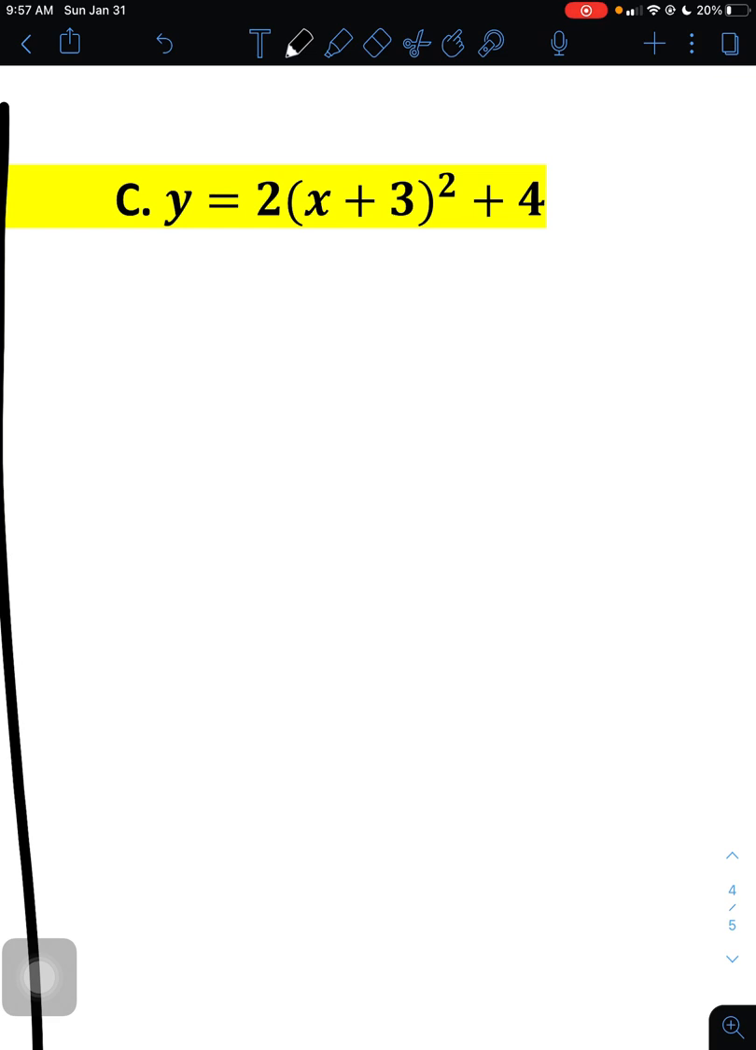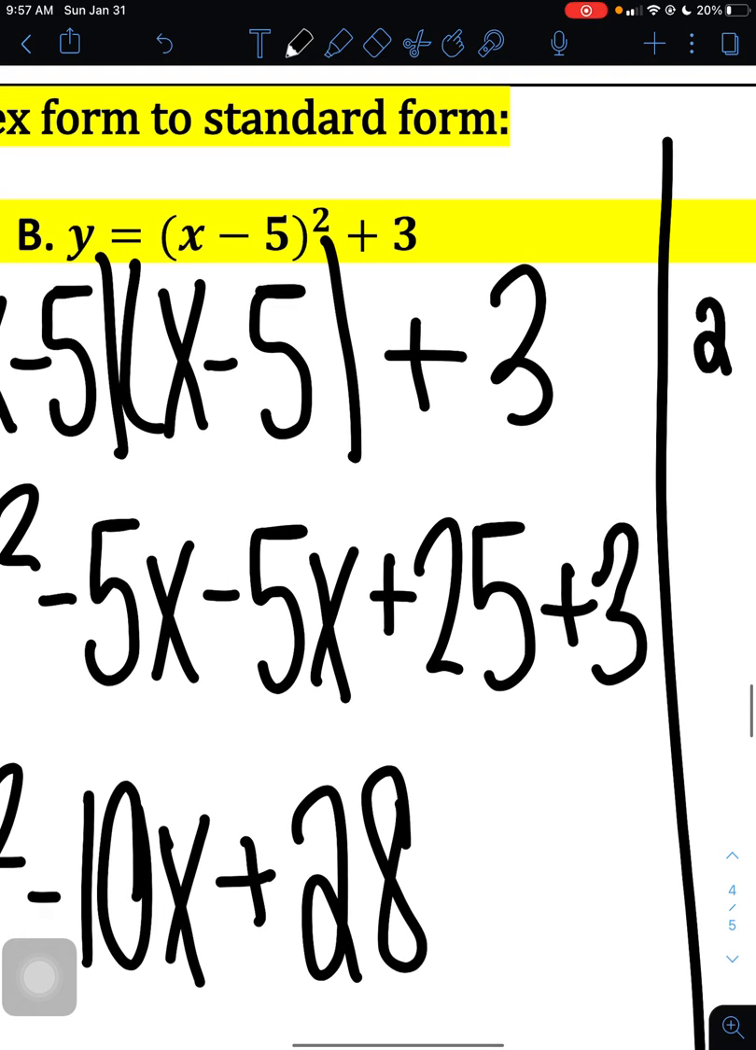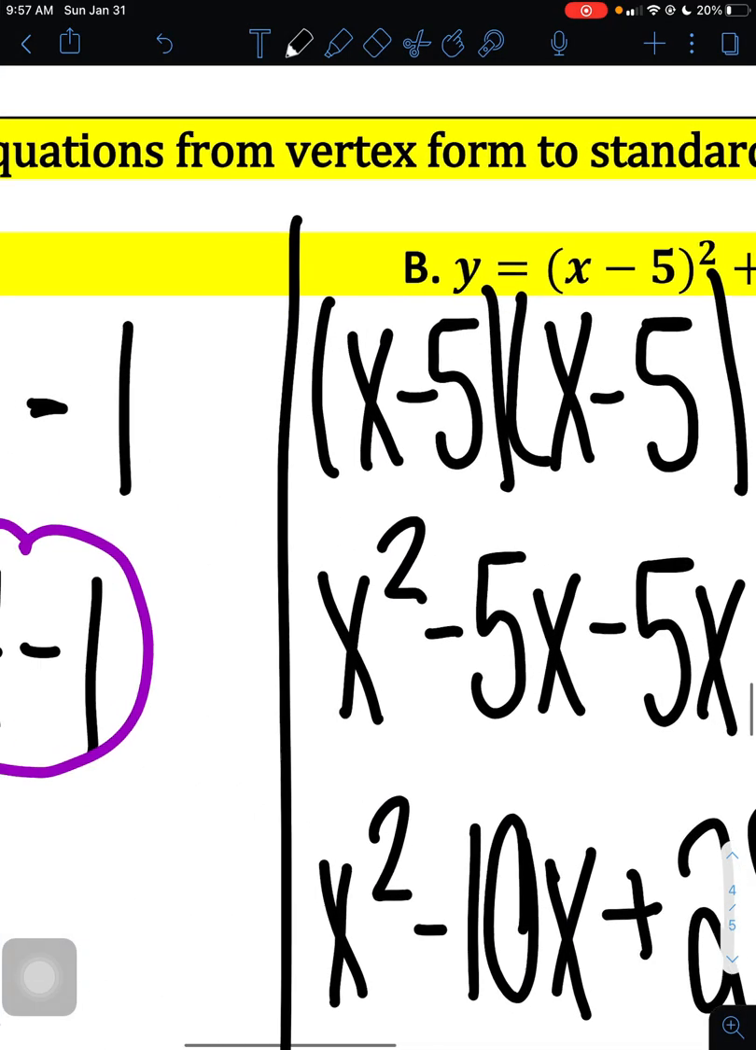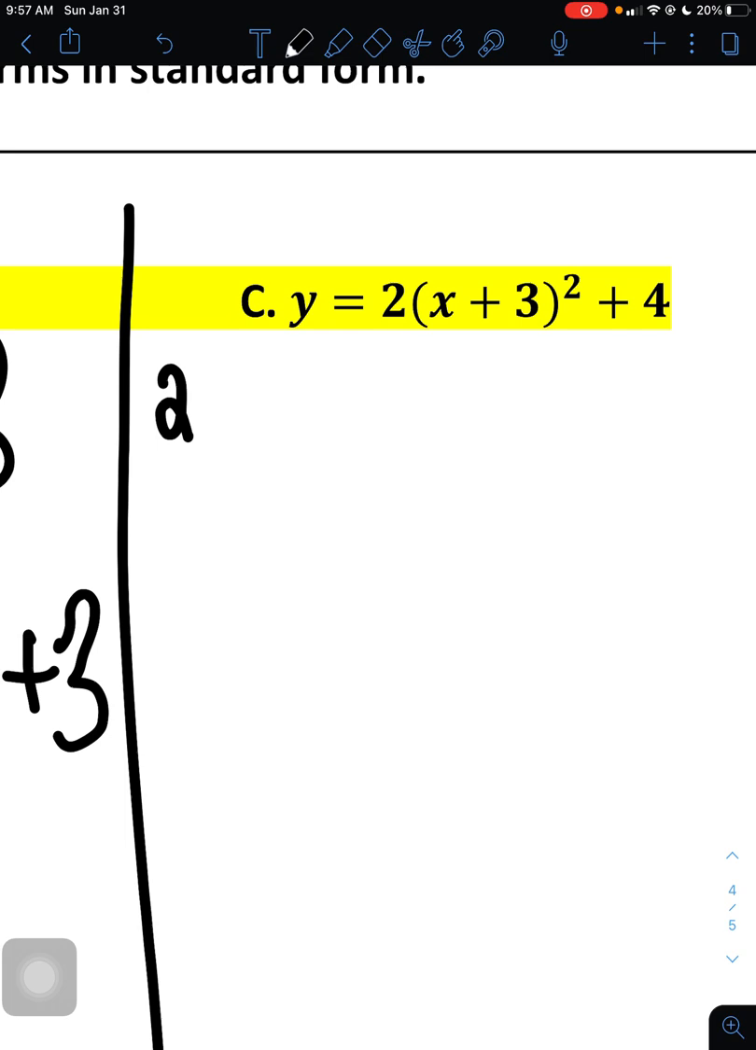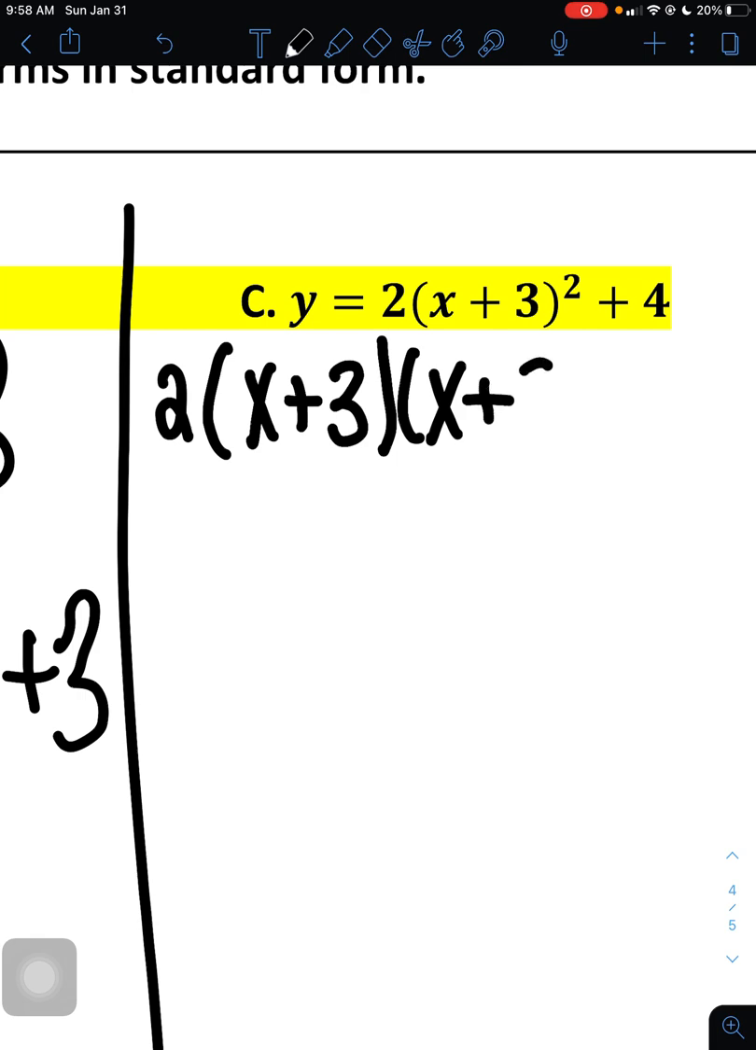What did we do first? We took everything we saw in the equation, we wrote that first. So I have my 2 out front. So notice my other ones didn't have an A out front. So there was no need to do so. But here, we're going to put that 2 out front. Then I have my x plus 3 with another x plus 3. And then this is all added to 4.